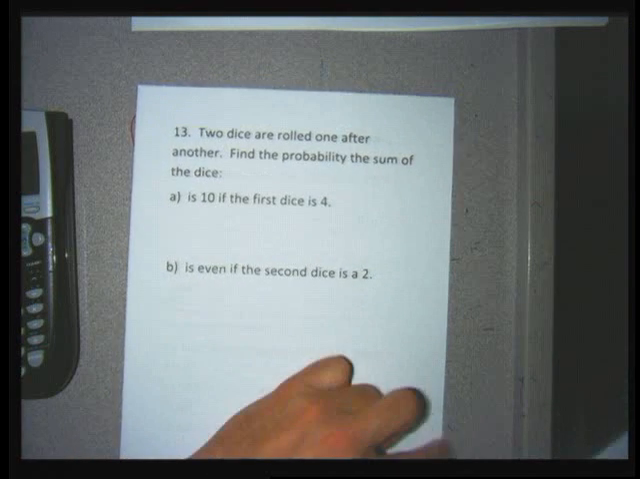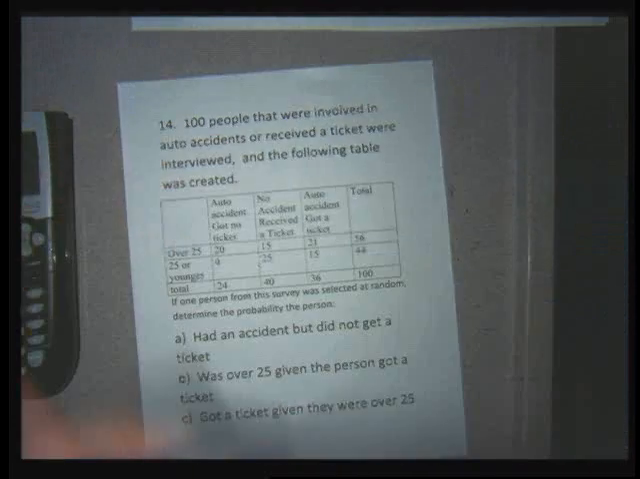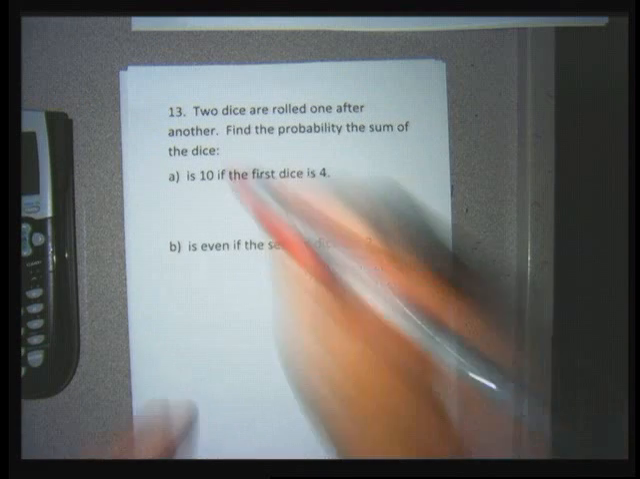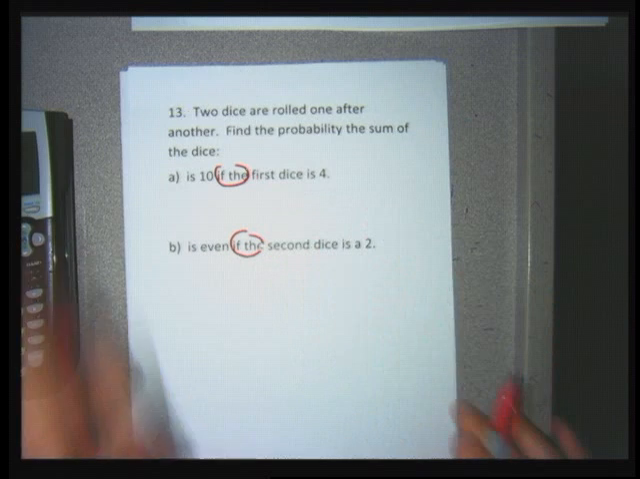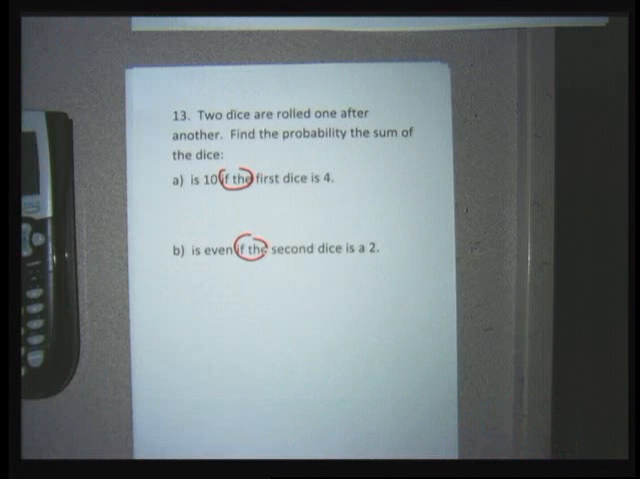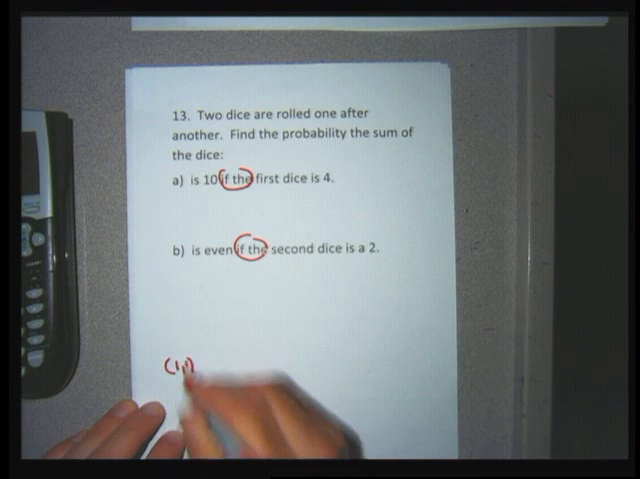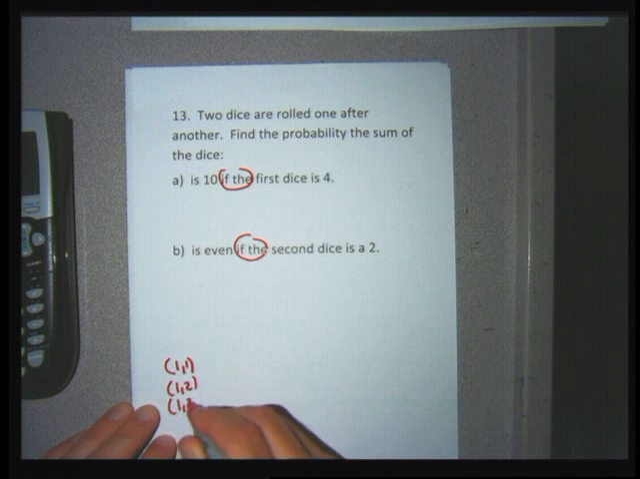Number 13 wants me to roll 2 dice, and I see the word if. And the word if is a conditional probability, and my denominator for each of the parts isn't going to be, in this case, 36, which is the number of things that can happen when you roll 2 dice. I'm going to quickly write down my sample space. I kind of have it memorized for dice. So my first dice could be a 1, and then my second dice can be any of the numbers 1 through 6.